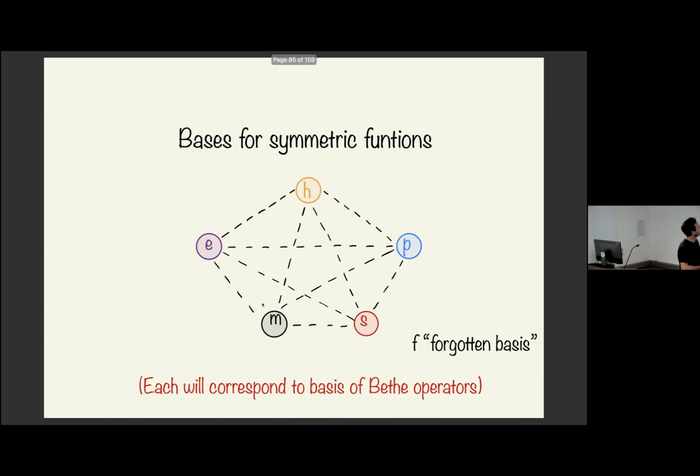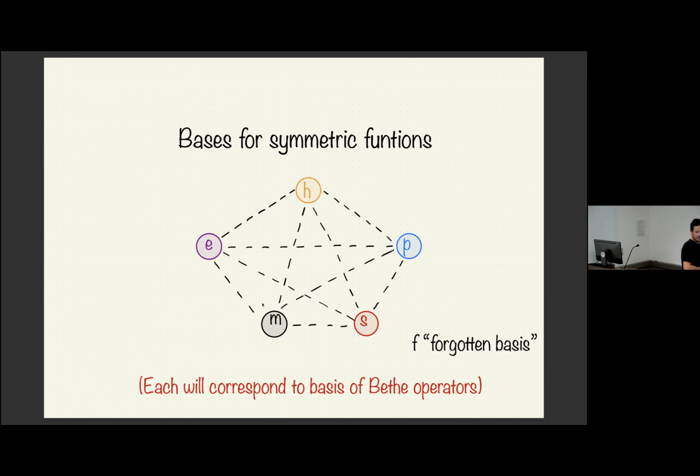So here they are. There's the complete homogeneous basis called H. There's the elementary basis, which is easiest to define, E. There's a power sum basis P. There's a monomial basis M. And there's a Schur basis S. And there's something literally called the forgotten basis, which everybody agrees is uninteresting. But who knows? Maybe it will redeem itself at some point.